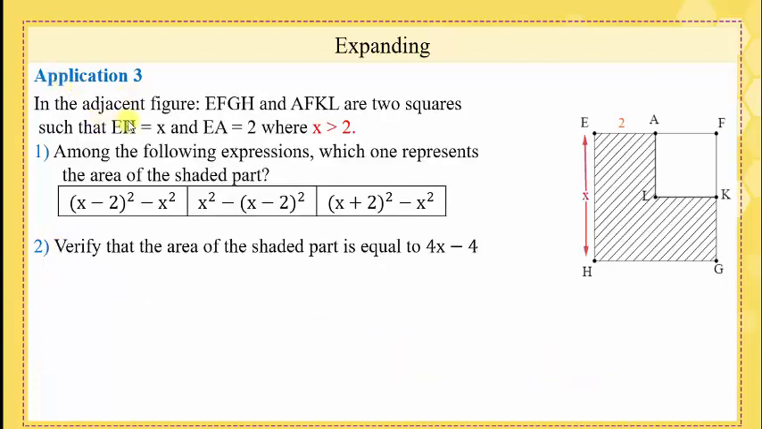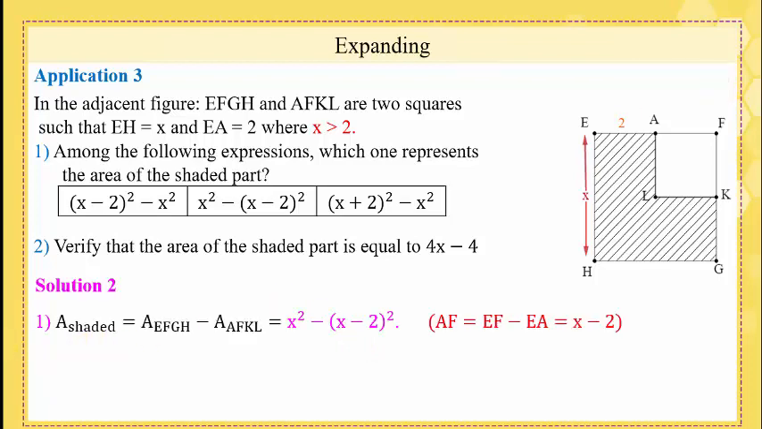Application 3. In the adjacent figure, EFGH and AFKL are two squares, such that EH equal x and EA equal 2 where x greater than 2. Part 1. Among the following expressions, which one represents the area of the shaded part? Part 2. Verify that the area of the shaded part is equal to 4x minus 4. Please pause the video and try to solve it.